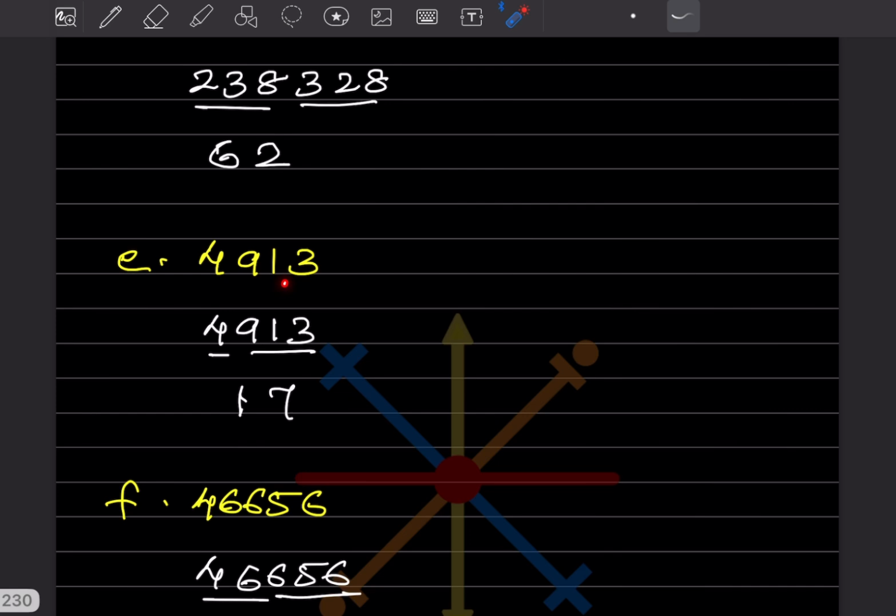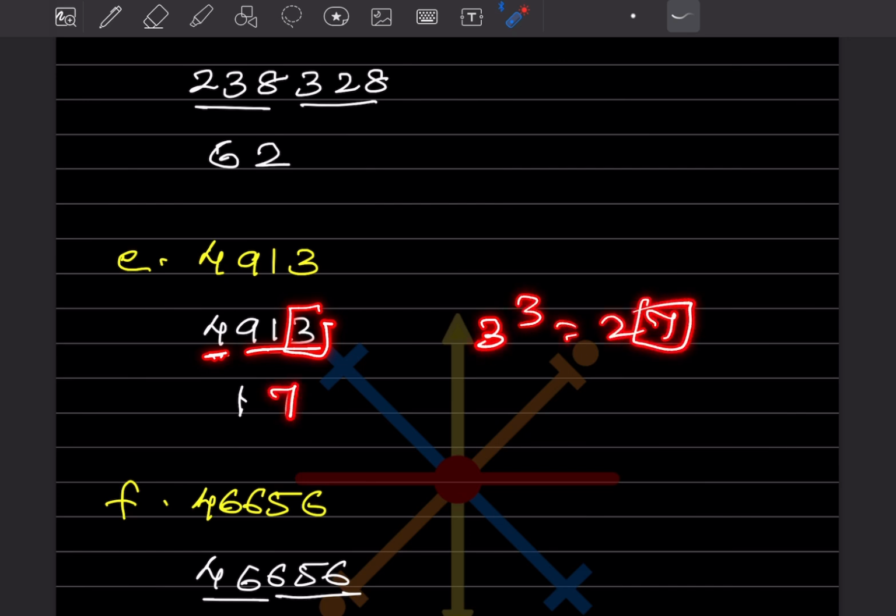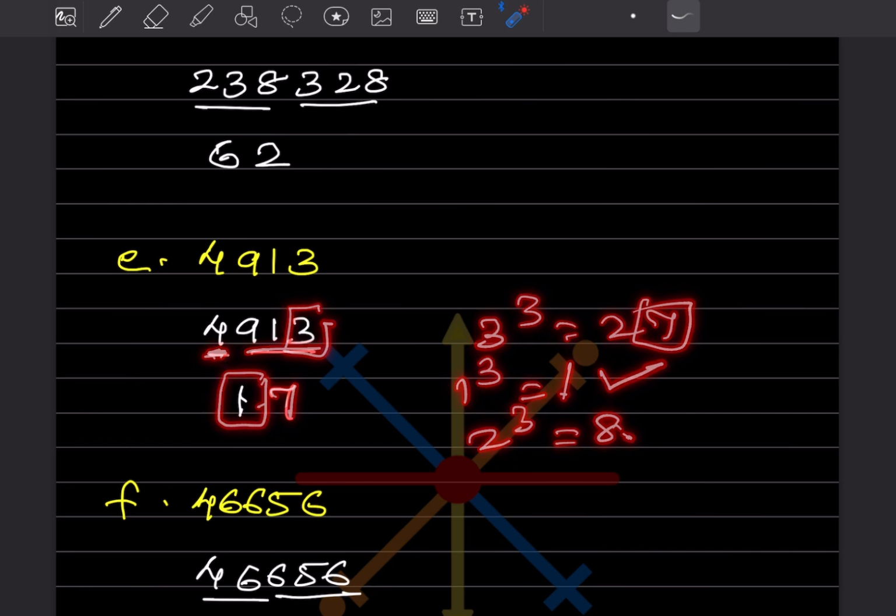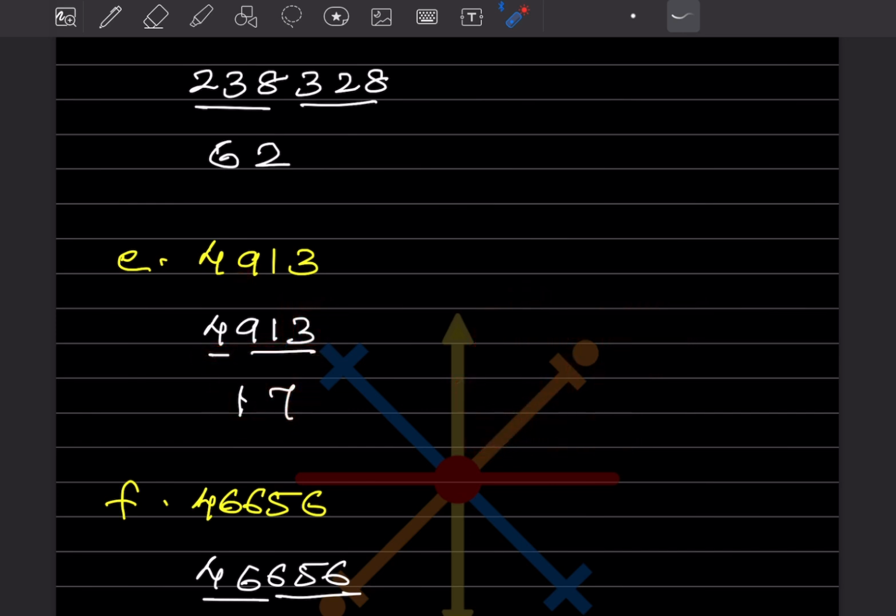Here again, this is the last 3 digits, and the remaining is just 1. So this is 3. So 3 cube is 27. So here will be 7. For this one, 1 cube is 1, 2 cube is 8, so 8 is a bigger number. So we are going to think of this one, that will be 1. So the cube root of this one is 17.